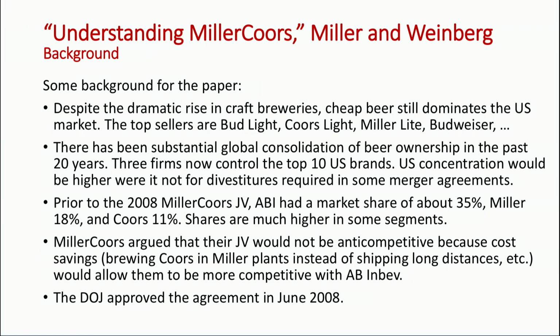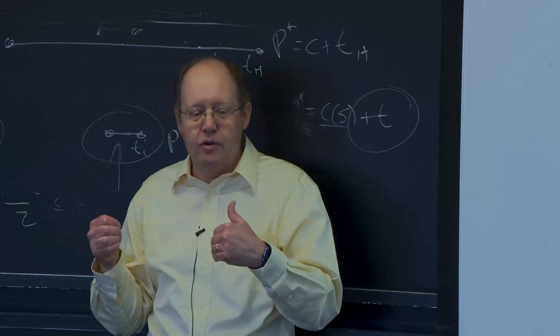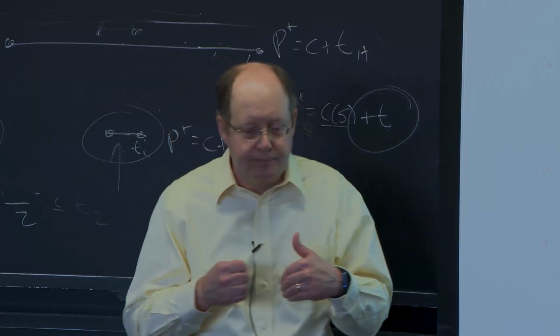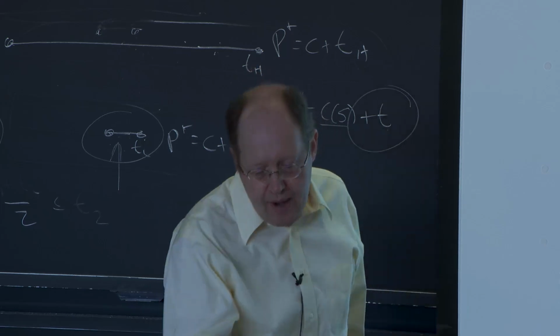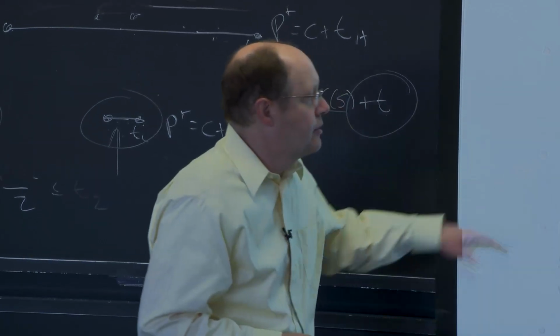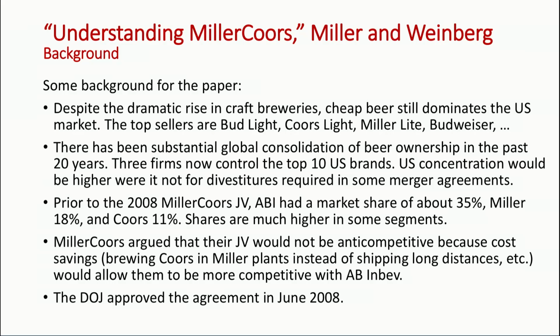But these companies have put together portfolios of beers. Prior to the 2008 Miller-Coors joint venture, Anheuser-Busch InBev had a market share of about 35%. Miller had a market share of 18%, Coors had a market share of 11. And again, those are market shares in the whole beer market. If you take away the premium beers, there are many sub-markets in which those firms have much higher shares.